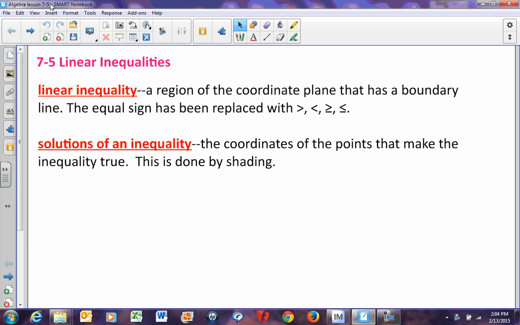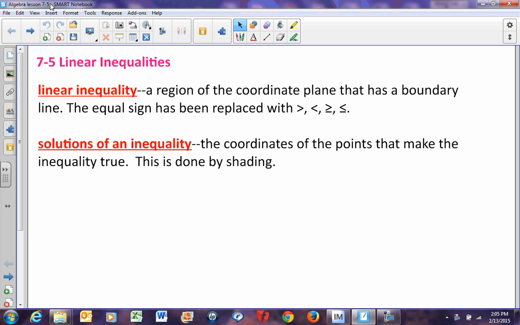This is Algebra Lesson 7-5, Linear Inequalities. Linear inequalities are similar to linear equations with just a few little tweaks here and there. A linear inequality is a region of the coordinate plane that has a boundary line. The equal sign has been replaced with a greater than, a less than, a greater than or equal to, or a less than or equal to symbol.